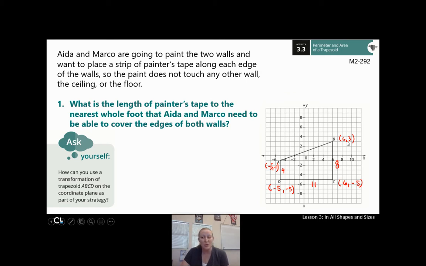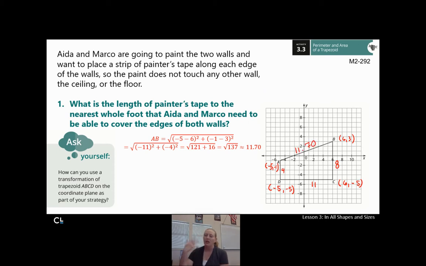So let's use the distance formula to find side AB. We'll subtract our x coordinates, -5 minus 6. We'll subtract our y coordinates, -1 minus 3. Of course, -5 minus 6 is -11. -1 minus 3 is -4. When we square them, we get 121 and 16, which together gives us 137. And when we do the square root, we get about 11.70. So I'm just going to put 11.70 here. It's about what that is.